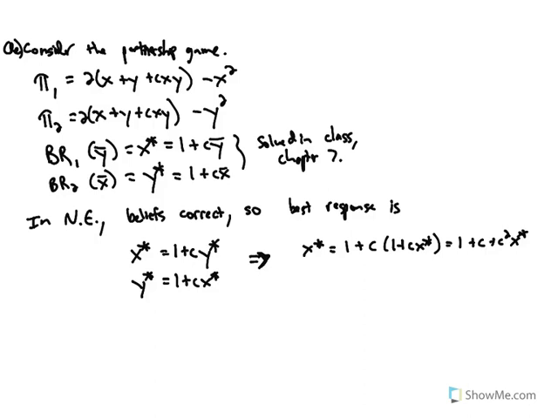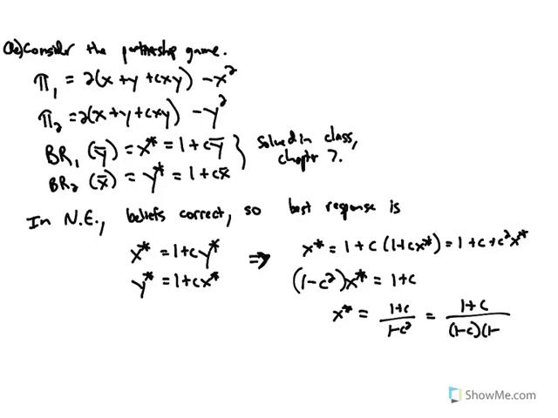So that gives me 1 minus c squared times x star is equal to 1 plus c. So x star is equal to (1 plus c) over (1 minus c squared), which is equal to (1 plus c) over (1 minus c)(1 plus c). The 1 plus c and the 1 plus c cancel out, so the whole thing is equal to 1 over 1 minus c.